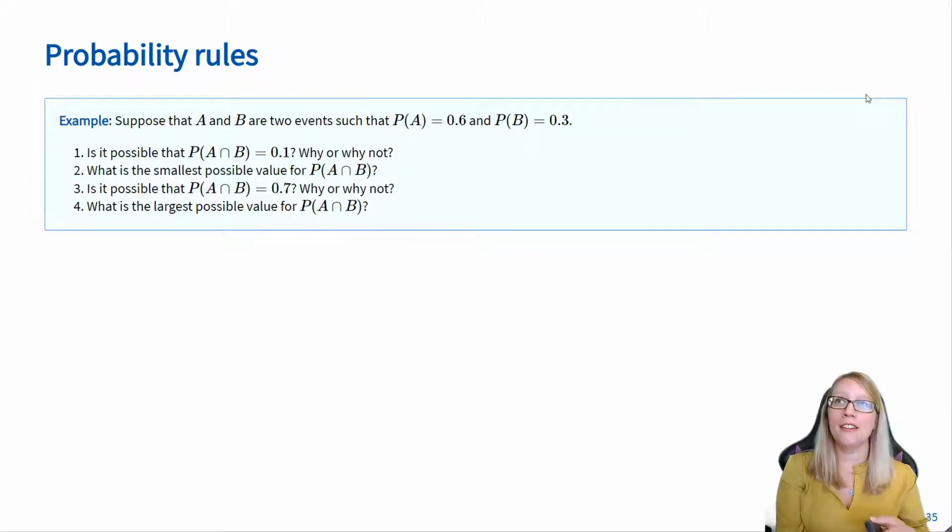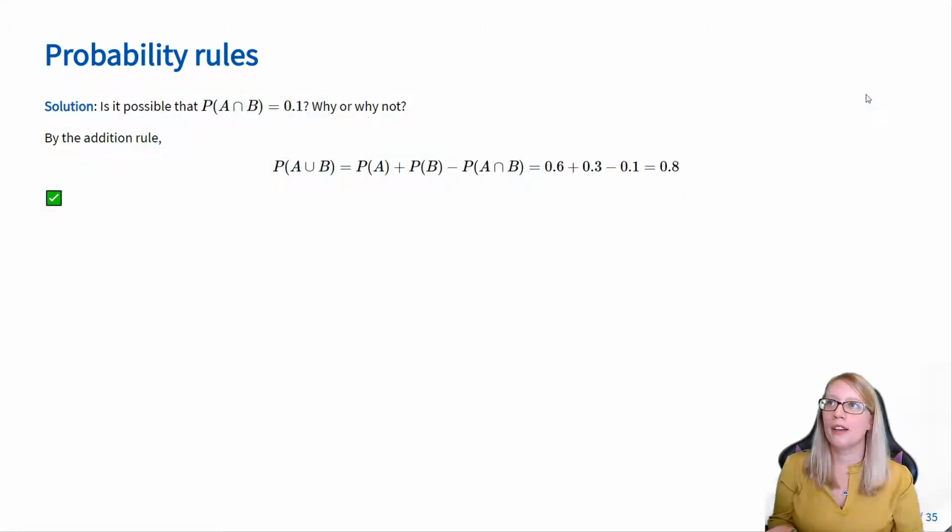So let's take a look at another example. Suppose that A and B are two events such that the probability of A is 0.6 and the probability of B is 0.3. Is it possible that A intersect B is 0.1? Yes. This satisfies the addition rule. We can plug that in. We get a reasonable probability for A union B, a number between 0 and 1. So yes, this is possible.